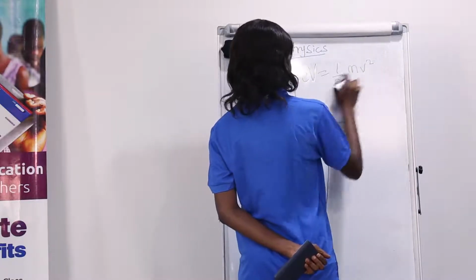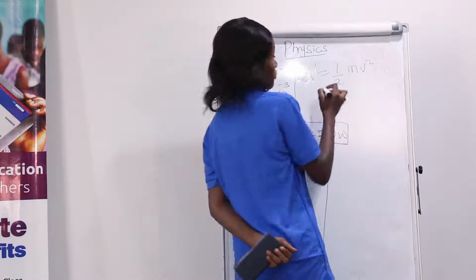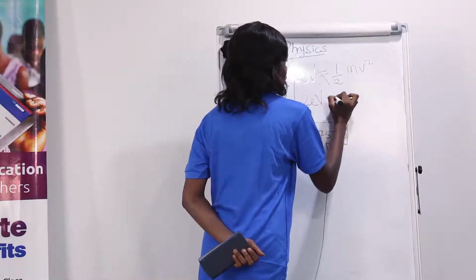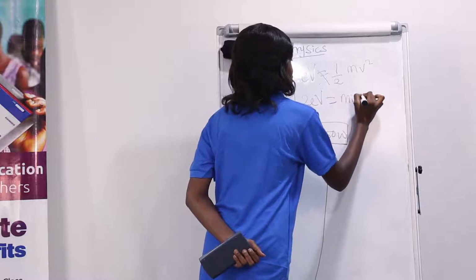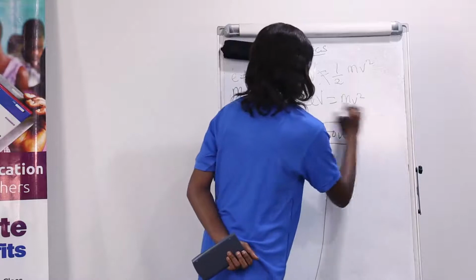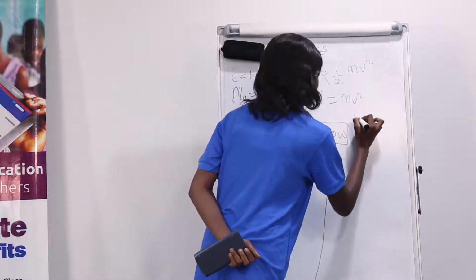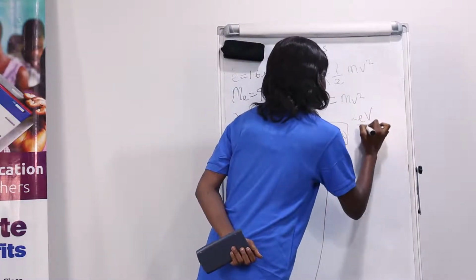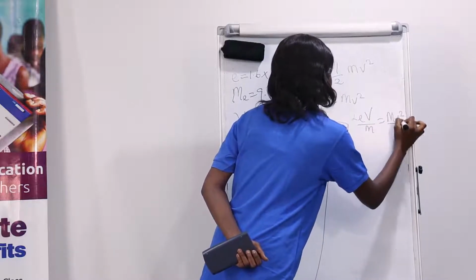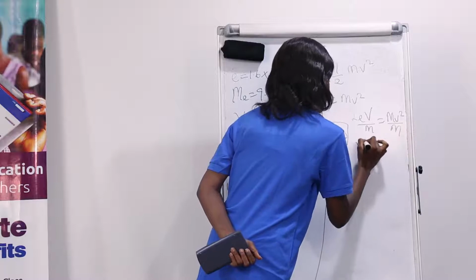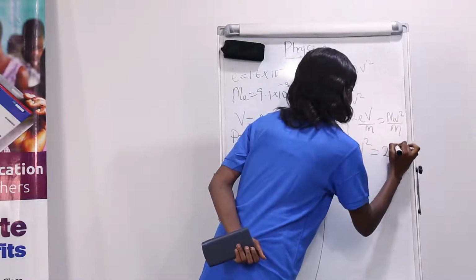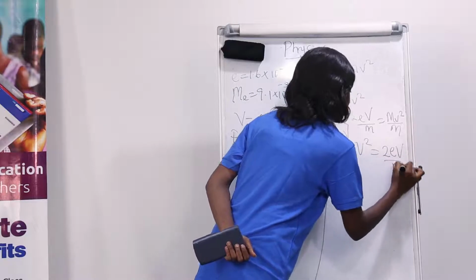To make the v that we're looking for, that is the speed, the subject of the formula, 2eV is equal to mv squared. To make this v the subject of the formula, we have to divide both sides by m. This is 2eV divided by m is equal to mv squared divided by m. It is v squared, therefore v squared is equal to 2eV divided by m.